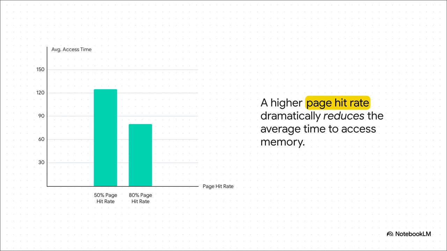I mean, look at this. This chart shows us just how big a deal it is. If you only find the page you need in RAM half the time, a 50% hit rate, your average access time is, let's say, 125 units. But if you use a smarter policy and get that hit rate up to 80%, your access time plummets down to 18 units. Fewer trips to the bookshelf mean a way, way faster computer.